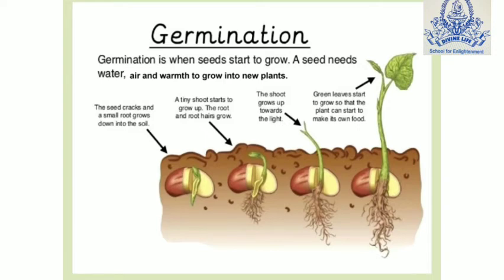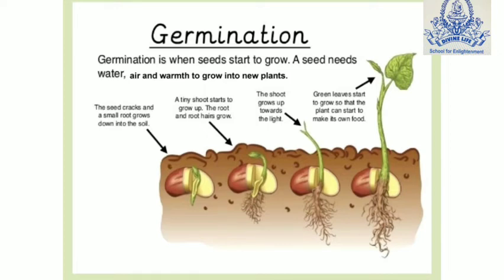Germination is when seeds start to grow. It means when seeds get enough water, air and warmth, they grow into new plants. The growth of a baby plant or a seedling from a seed is called germination of seed. Now we will take parts of a seed.